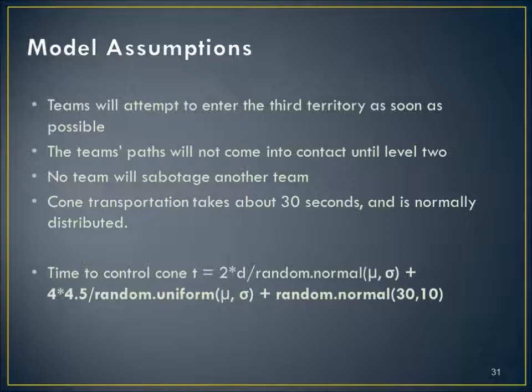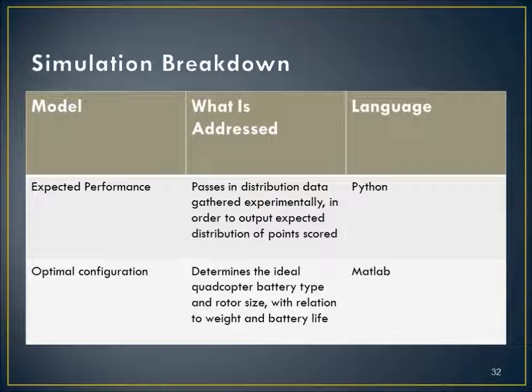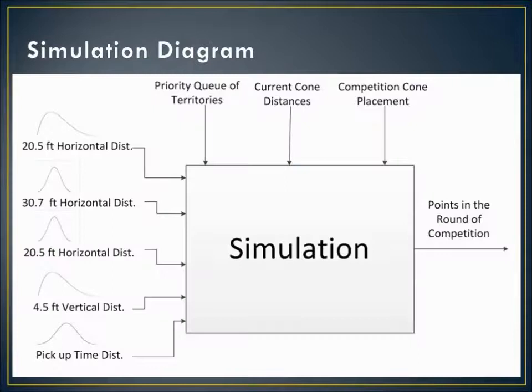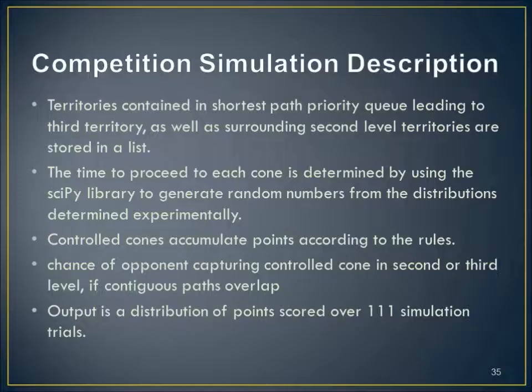Our expected performance simulation is done in Python, passing in our distribution data and outputting a distribution of points scored. The optimal configuration is determined in MATLAB and performs a trade-off analysis of different combinations. Here's our simulation diagram. As you can see, the distributions are being passed in. Territories are held in a priority queue that's self-updating to always find the nearest territory and the nearest cones to pick up. And then points are outputted.